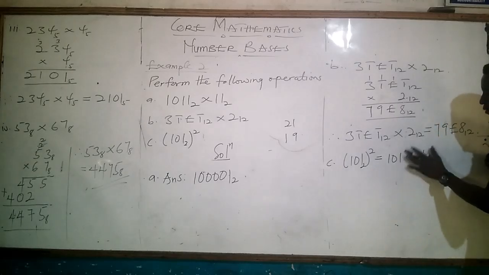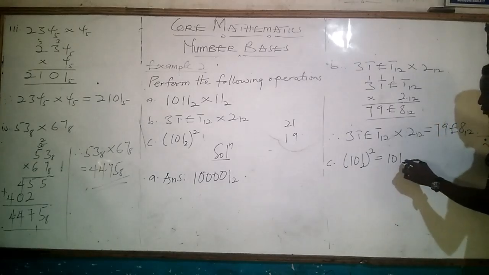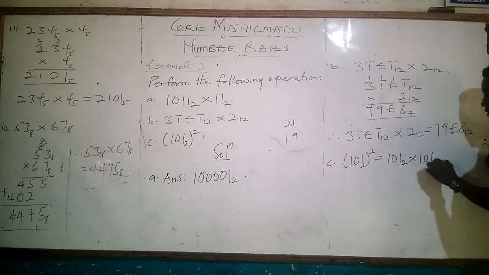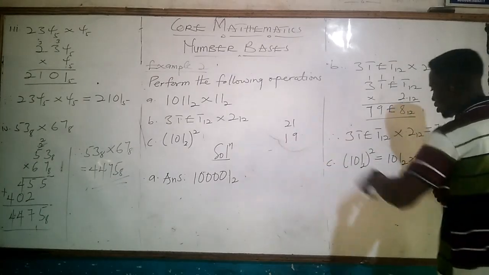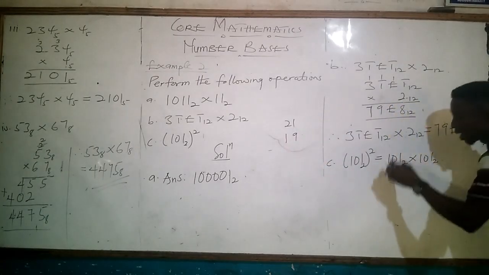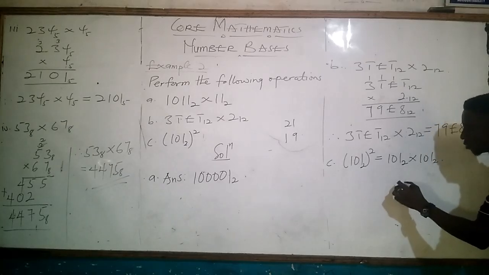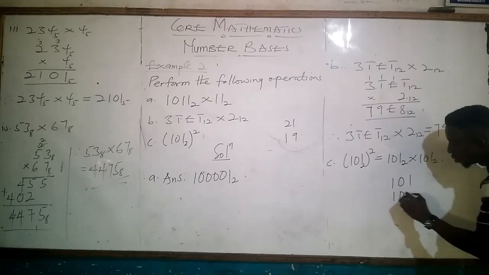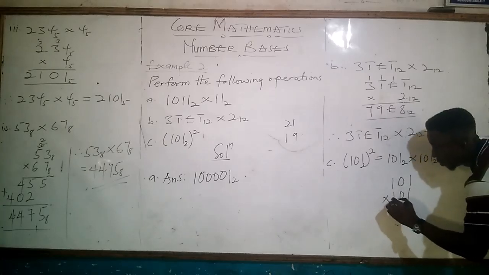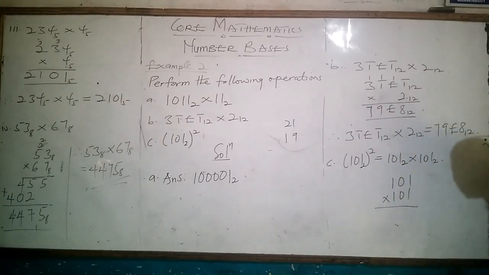So I can have 101 base 2 times 101 base 2. Are we getting that? Okay. Sorry for the mistake. So you go back there and correct that. Okay. So writing that one will get me 101, 101, and they are multiplying.